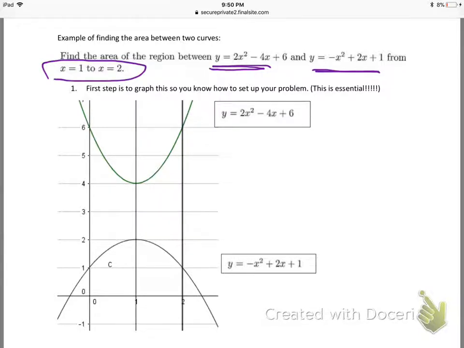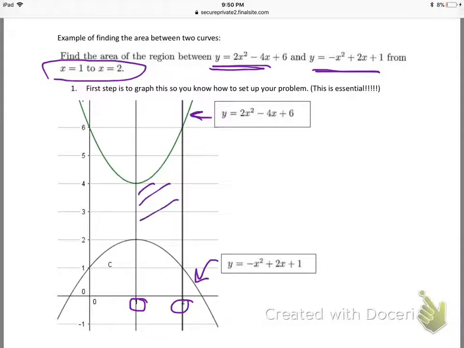So it just so happens that the first function ends up being the top function. Do not assume that that's going to happen. Assuming that is very, very foolish. So please, please, please graph these functions and look at them. So where is the area that we are trying to find? Well, I see endpoints down here of 1 and 2, and I see the curves.